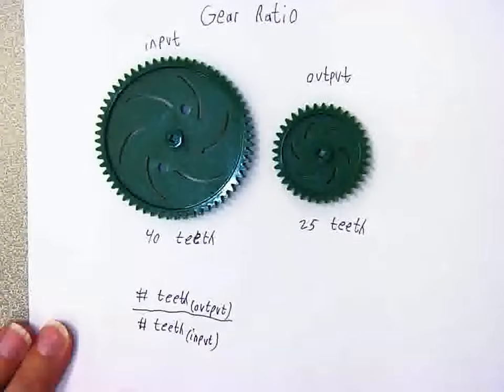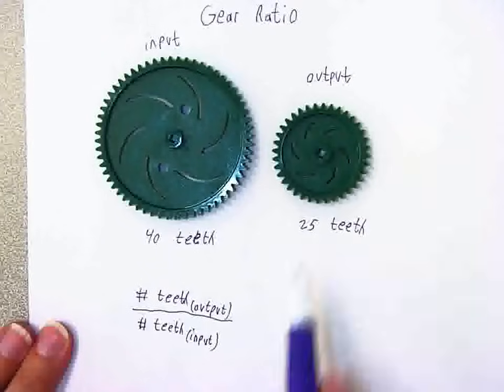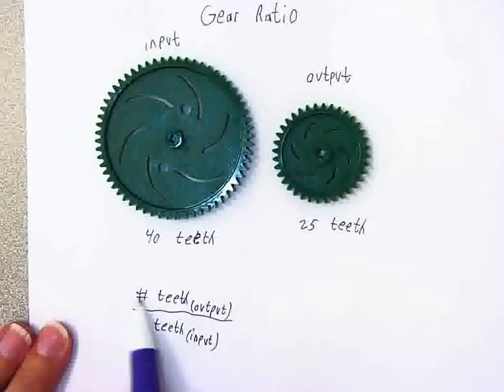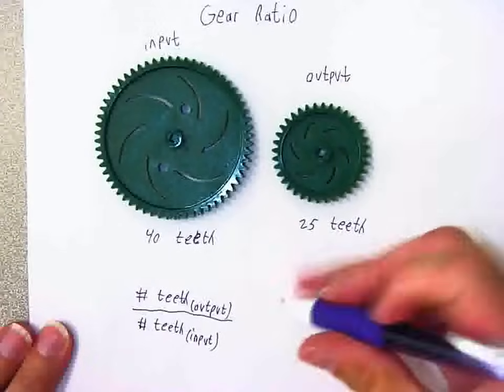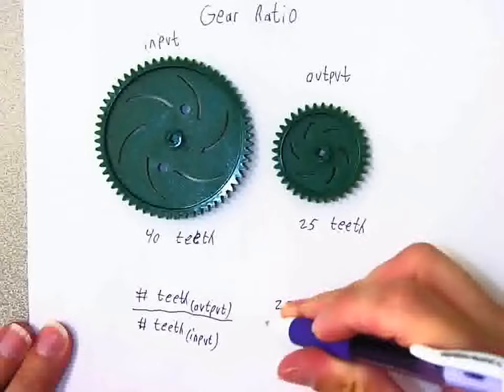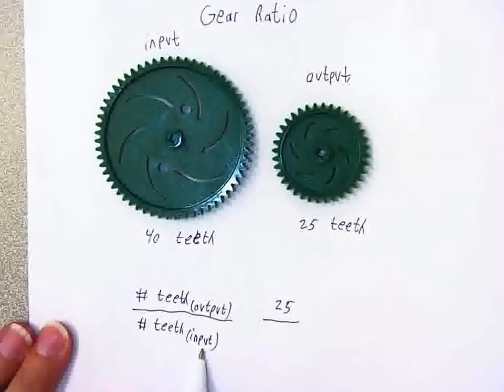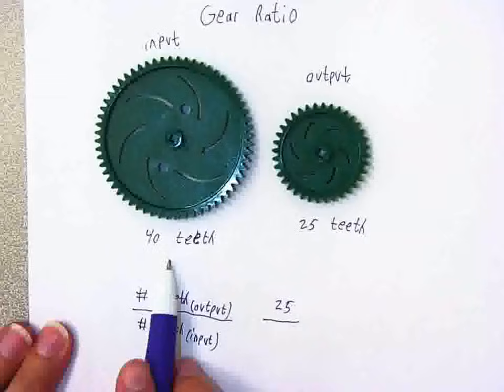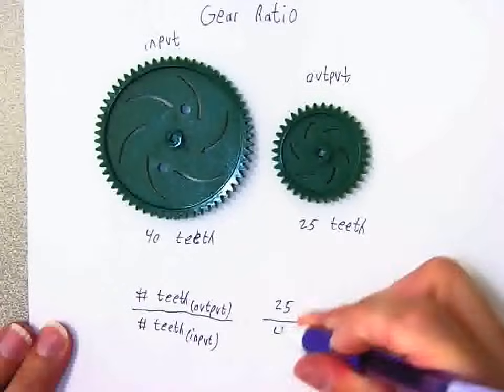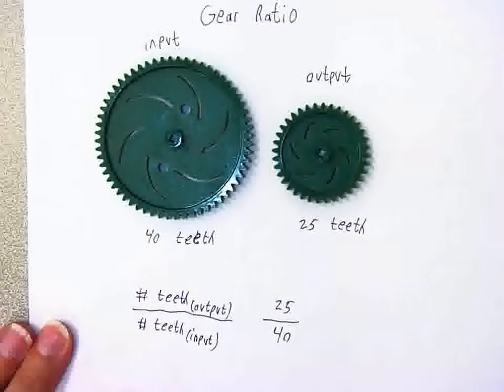Okay, so in this problem our output gear has 25 teeth, so that is going to be going in the numerator. So I've got 25 over, and then the number of teeth of the input gear, which in this problem was 40 teeth, so 25 over 40 is our gear ratio. We now need to simplify this down.